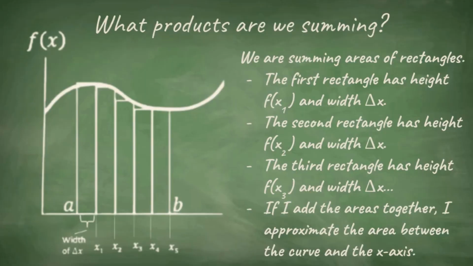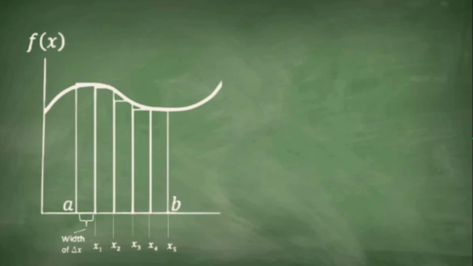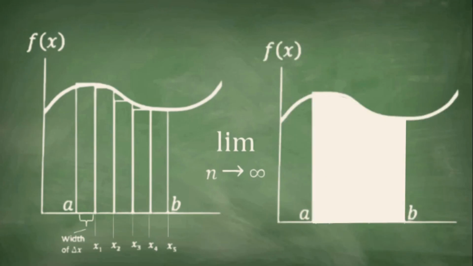If I add all the areas together, I approximate the area between the curve and the x-axis, and the more rectangles I have, the narrower delta x gets, and the better I can do at estimating the area between the curve and the x-axis. This, by the way, is why we need that limit. We see that as n approaches infinity, the number of rectangles goes to infinity, which means we go from an approximate area to a precise area.